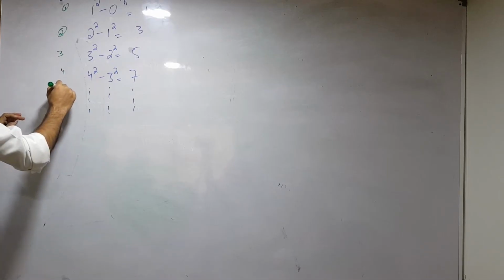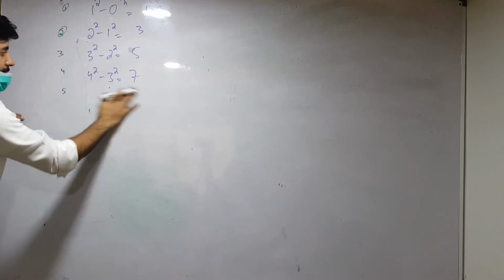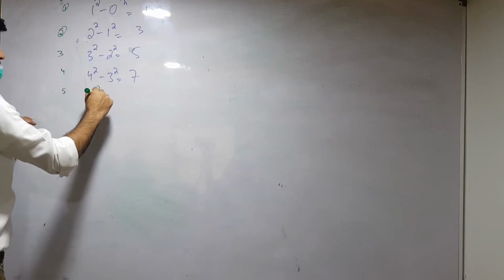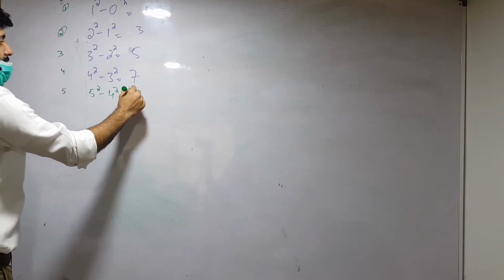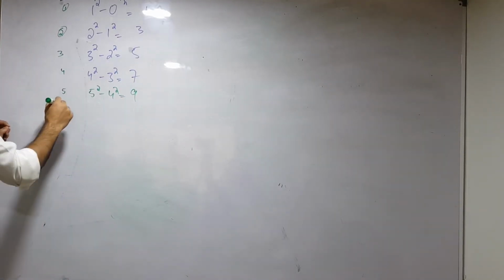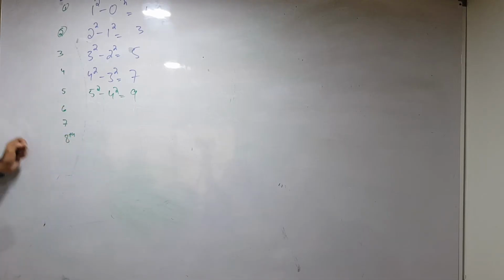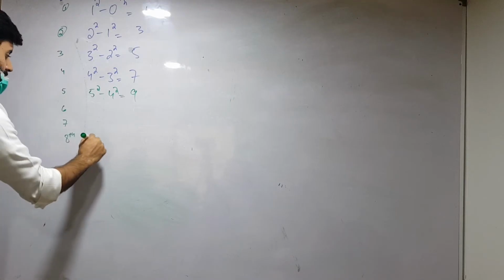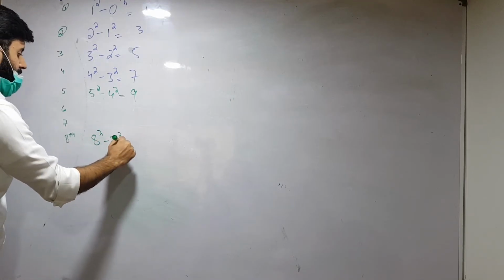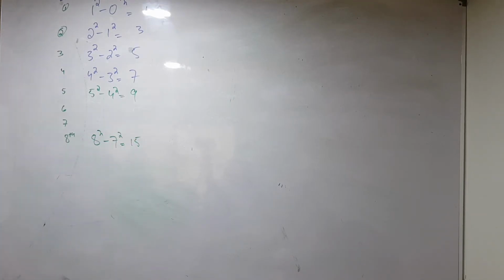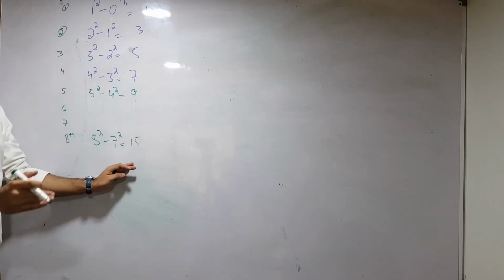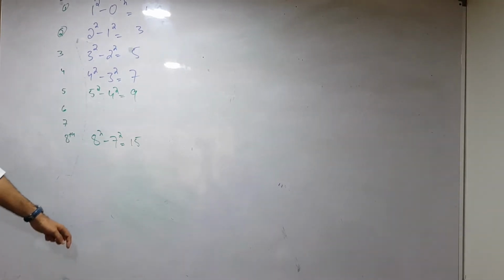So fourth, अगर मैं आपसे कहूँ कि फिफ्थ लाइन बताओ तो क्या होगी? Fifth line 5 square minus 4 square is equal to 9. ठीक है ना? If I ask you to tell me the 8th line of the pattern, 8 square minus 7 square. 8 square minus 7 square equals 15. ठीक है? Did you guys understand? हमने क्या किया? We just observed the pattern and wrote down the 8th term of the sequence.